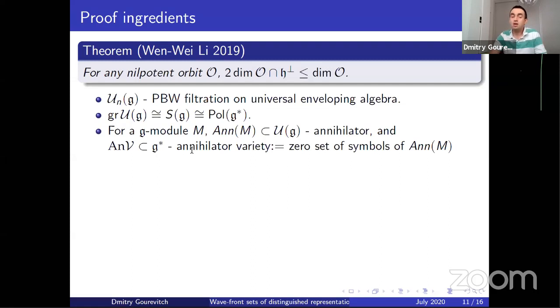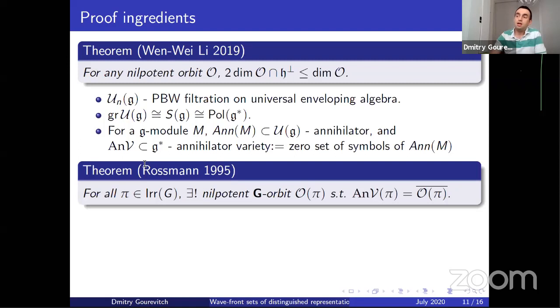It's actually called the associated variety of the annihilator, but that's a long phrase. Let me just call it the annihilator variety and denote it this way, AV of M, in g star. So it's very similar to how you define the support of a module in commutative algebra. You take the annihilator, and then you take the zero set. Here, when you have a non-commutative algebra, you take the annihilator, then you pass to the commutative algebra through taking symbols, and then you take the zero set.